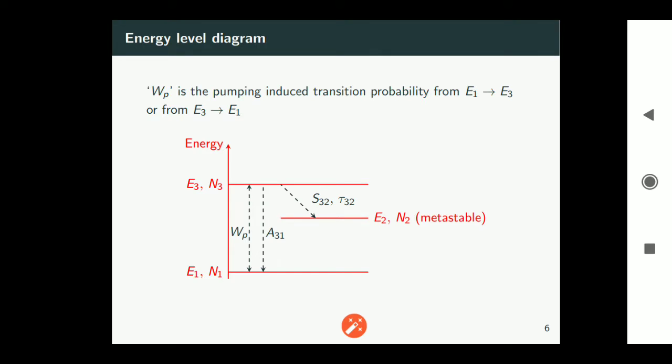So also another transition is possible from E3 to E2. That transition is denoted here as S32, where S32 is actually the non-radiative transition probability from E3 to E2. A31 corresponds to radiative transition probability, whereas S32 corresponds to non-radiative transition probability. Tau 32 is the lifetime of excited state E3 for the transition from E3 to E2.